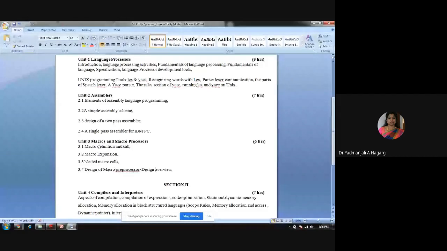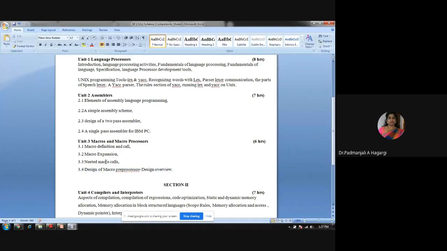I hope you all have come to know what we are learning in this class: macros and macro processors. Macros are nothing but the shortened version of a program, and they can be replaced or substituted, which is also called macro expansion in a program, the macro expansion process. Later we have to study nested macro calls and also the design overview. From the design overview we come to know why nested macro calls are required.